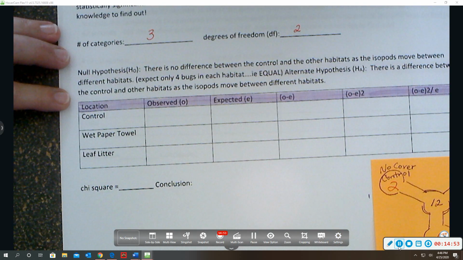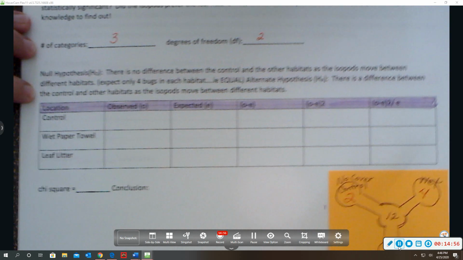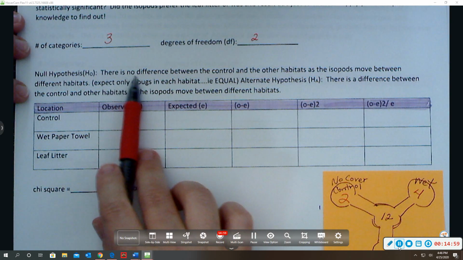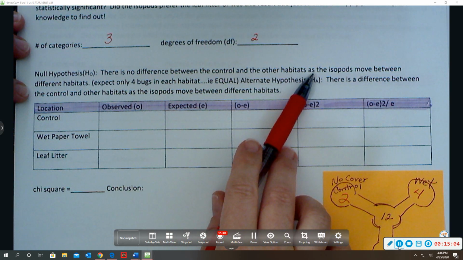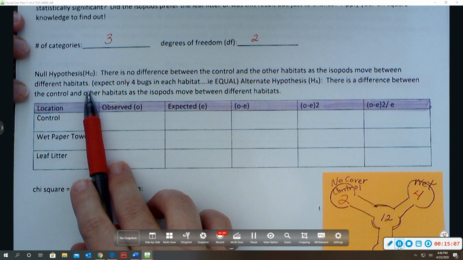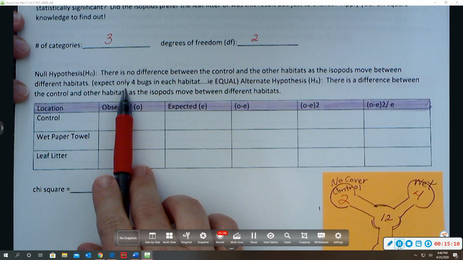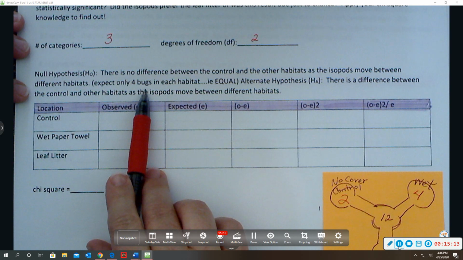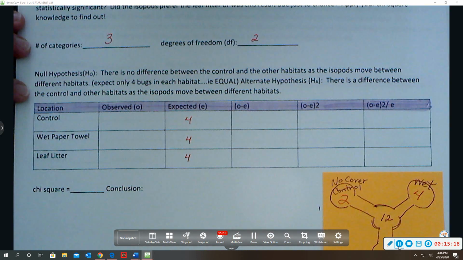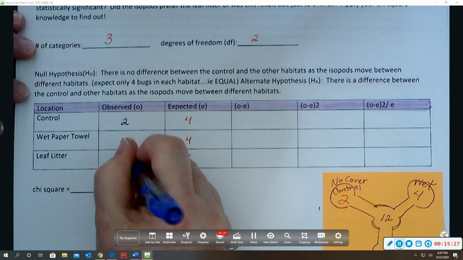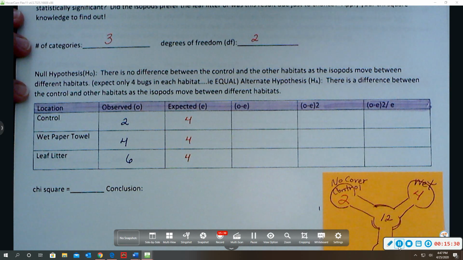Let's fill in our numbers. Remember, the null hypothesis is there's no difference between the control and the other habitats as the isopods move between their different habitats. So because of that null hypothesis, then our expected values are going to be equally divided, that we would find 4 in each of the chambers at the end of 10 minutes. However, for the observed, we had 2 in the control, 4 under the wet paper towel, and 6 under the leaf litter. Now we're going to do that math again.